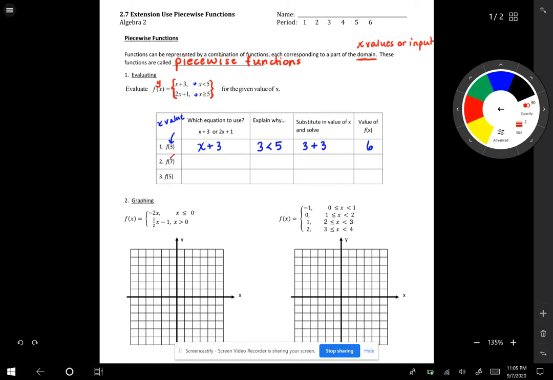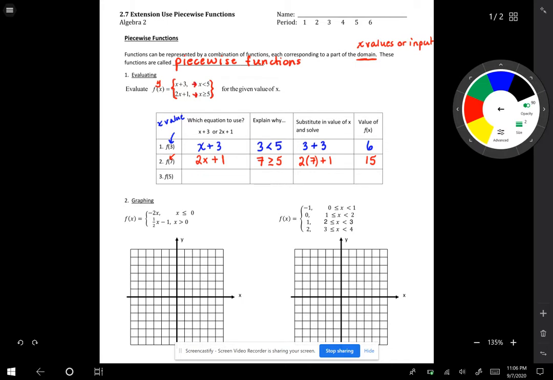7. So we choose either x plus 3 or we choose 2x plus 1. So you go back to the domain. Which one makes it true? Well, we know the bottom one makes it true because 7 is greater than or equal to 5. So we are going to use 2x plus 1. And our reason is 7 is greater than or equal to 5. Can't use the top one because 7 is not less than 5. And so when we replace our 7 into our equations, 2 times 7 plus 1, that's 14 plus 1, which is 15.